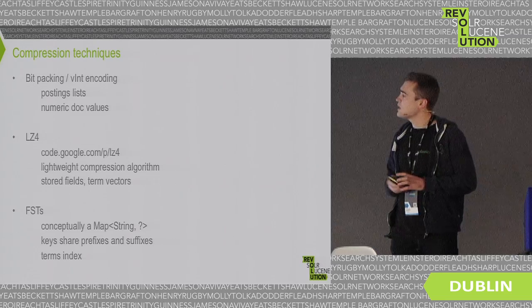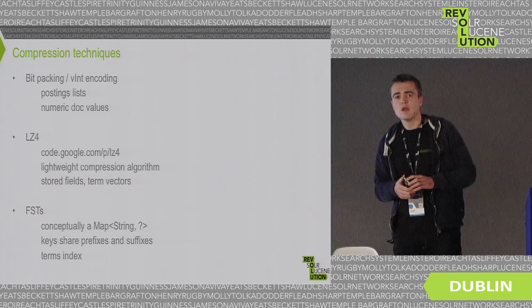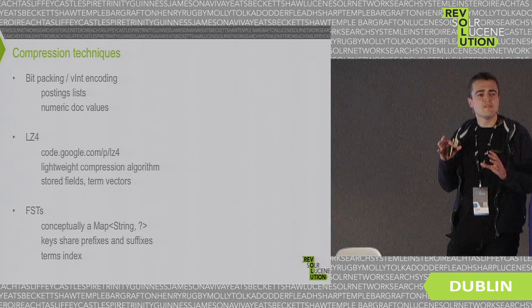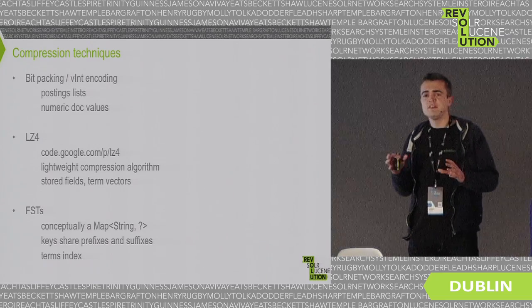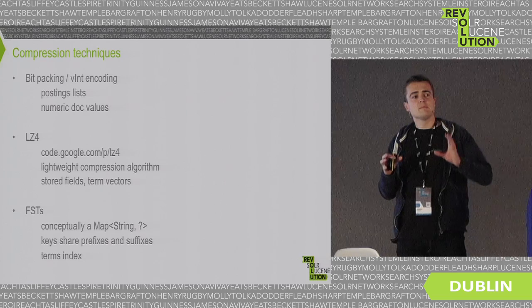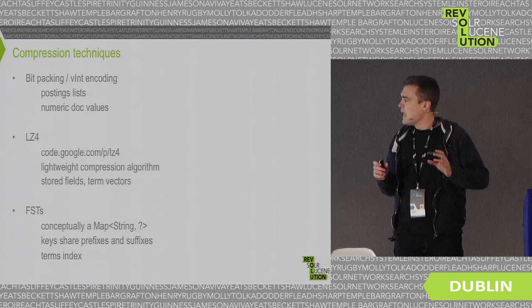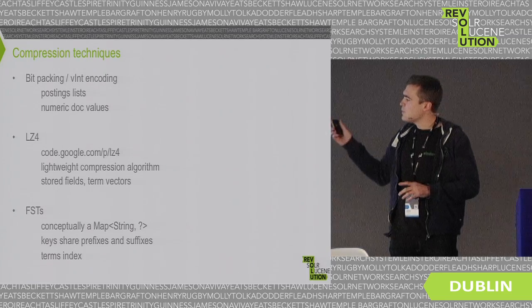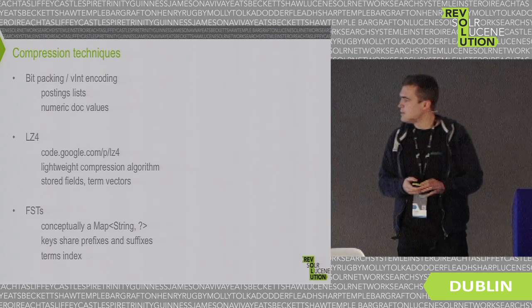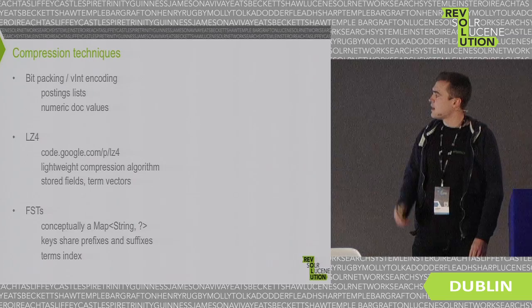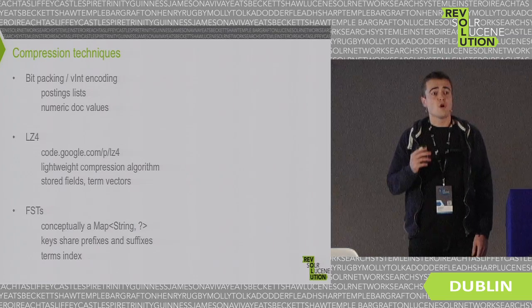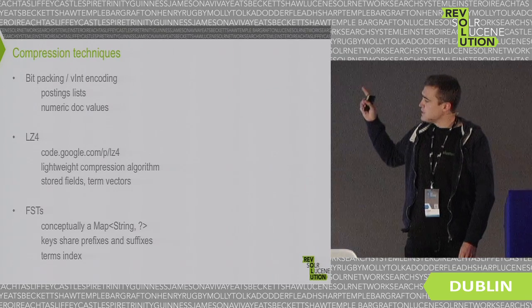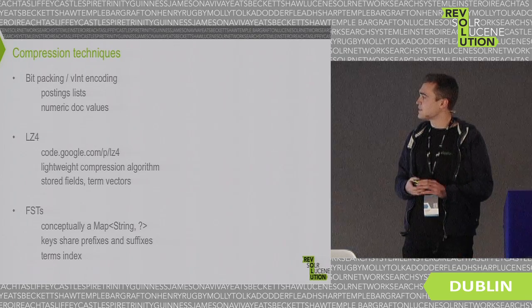And something else that we are using are FSTs. These can only be stored in memory, but they are very efficiently compressed, because basically it's like a map that maps strings to anything, and allows for sharing prefixes and suffixes. We'll have an example a bit later. FSTs are used, for example, for the memory doc values format that I was mentioning a bit earlier, but it's also used for the terms index.